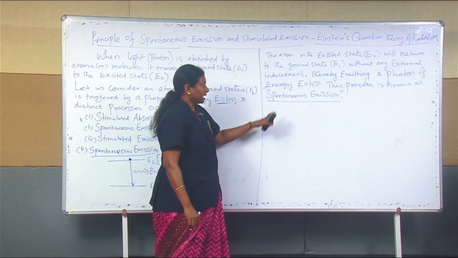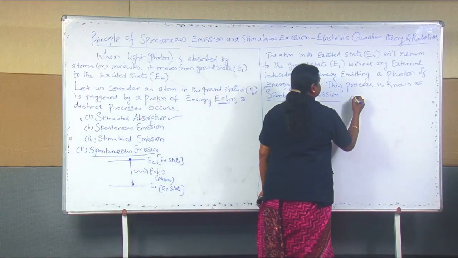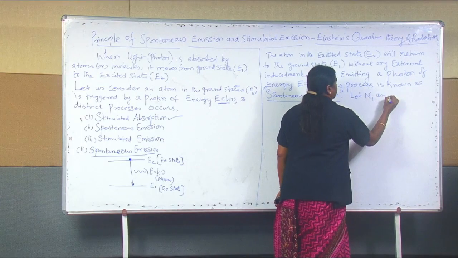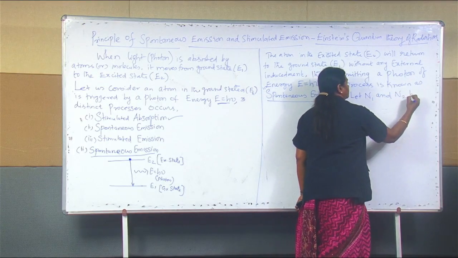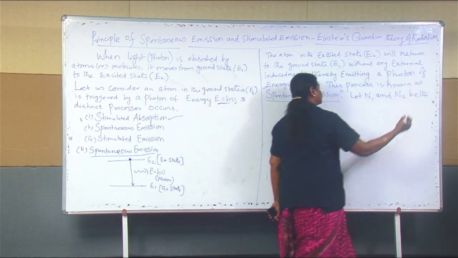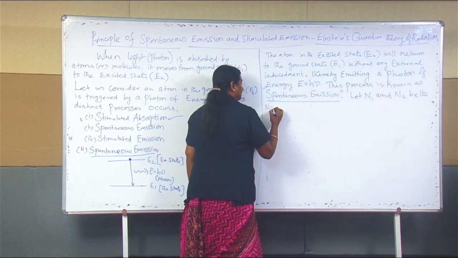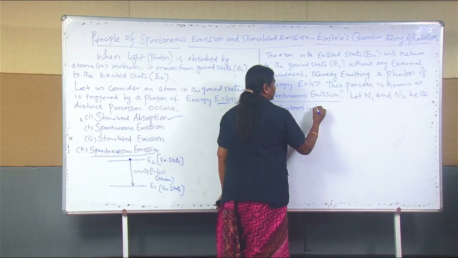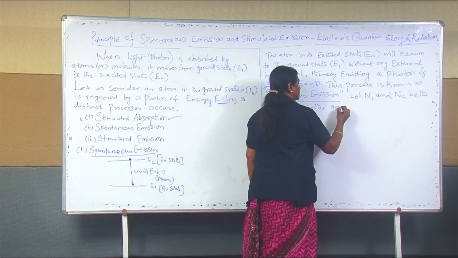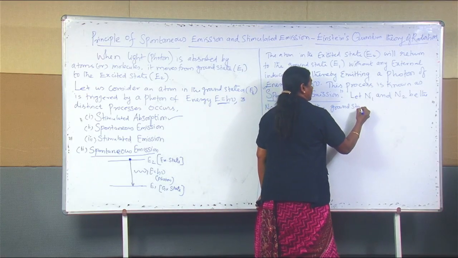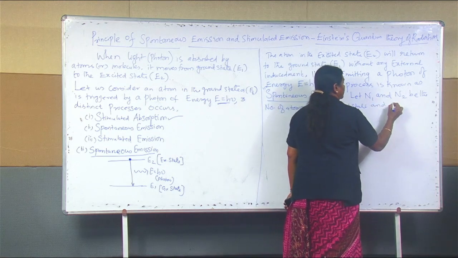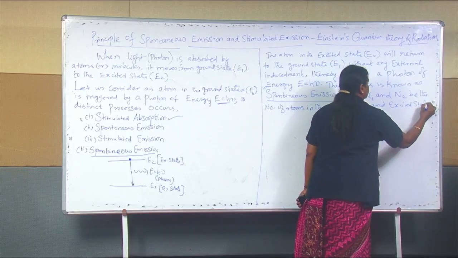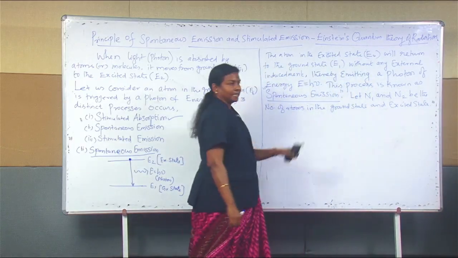Okay? And in addition to this, let N1 and N2 be the number of atoms in the ground state and excited state. Already I told you we should carry out this N2 also.